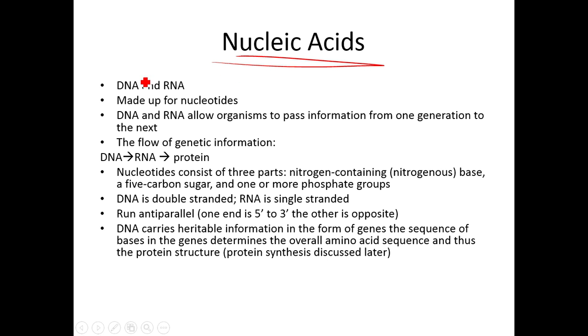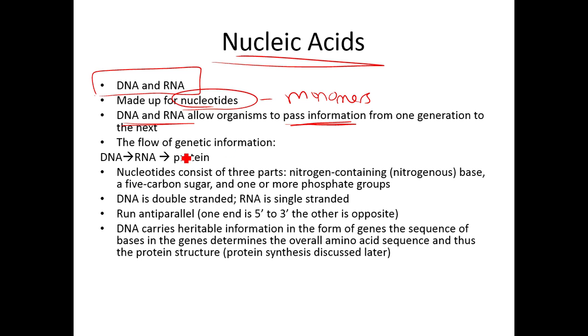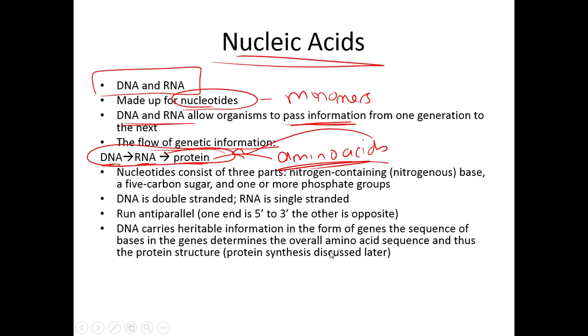So nucleic acids are things like DNA and RNA. They're made up of nucleotides. Those are their monomers. DNA and RNA allow organisms to pass information from one generation to the next. This is what their job is, passing information. The flow of genetic information, which we have a whole unit on, is DNA, RNA, and protein. So we first have DNA, which is transcribed into something called RNA, which then builds the protein. And actually what it builds is amino acids, but amino acids build a protein, because remember those are the monomers for protein.